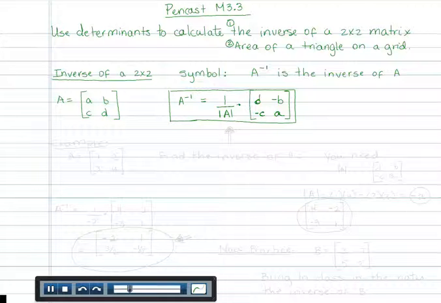And I'm going to show you in an example. And yes, you have to memorize this formula. You're going to need it for your test, all right? And for all of your exams. Let's say that you have matrix A, and matrix A is composed of the following entries: 1, 2, 3, and 4. And I say, find the inverse of A.